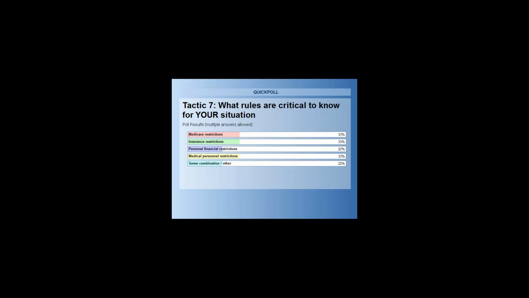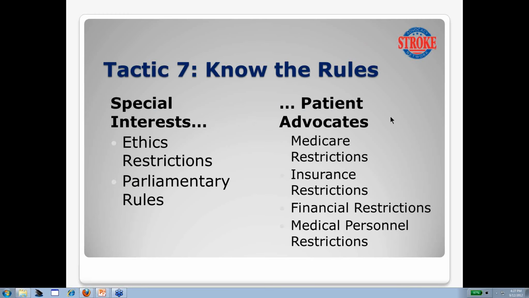And I'll go ahead and share the results. You'll see the nice mix that we have of different kinds of restrictions that people are dealing with for their own specific situations. All right, so that's tactic number 7, which is to know the rules. And I'm just going to check here under the Q&A, see if we've got any questions or if we've got any folks who have any comments. All right, I think we're in good shape for right now.